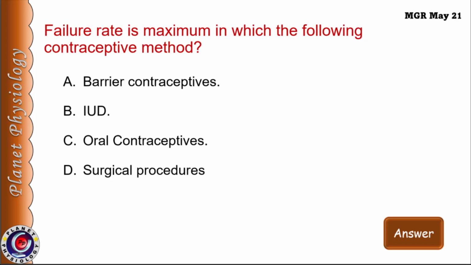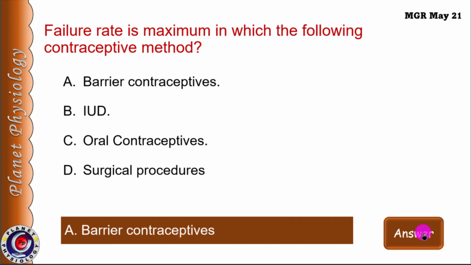Another question on contraceptive methods. Failure rate is maximum in which of the following contraceptive methods? A. Barrier contraceptives, B. IUD, C. Oral contraceptives and D. Surgical procedures. And the correct option over here is option A. Barrier contraceptives. They have maximum failure rate. Failure rate is minimum for surgical procedures like tubal ligation and vasectomy.